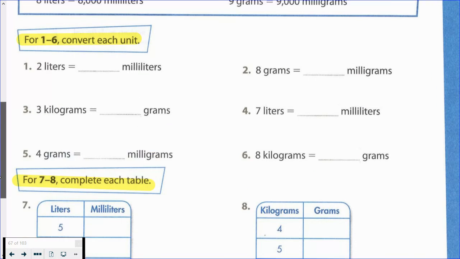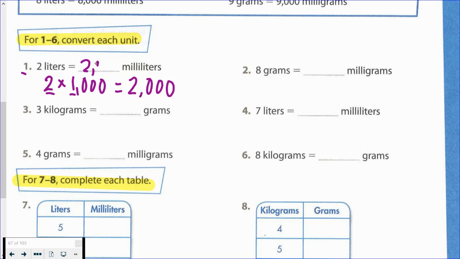So looking at number 1, we're going from liters to milliliters. So we have 2 liters. Each liter has 1,000 milliliters. So our multiplication is 2 liters, 1,000 milliliters in each one. So 2 times 1,000, getting tongue-tied. So 2 times 1 is 2. Stick on the zeros. We get the answer of 2,000 milliliters.